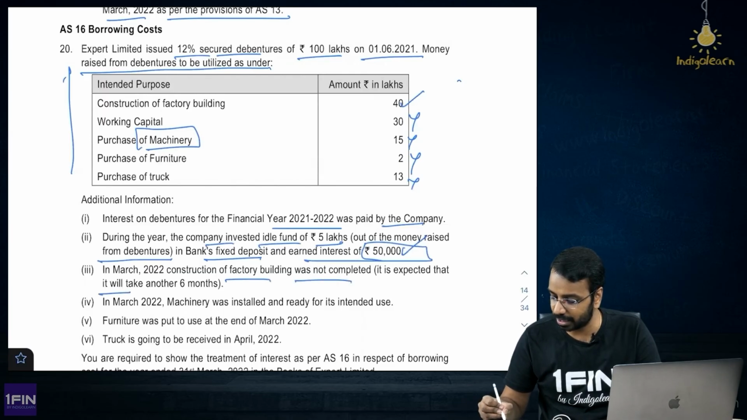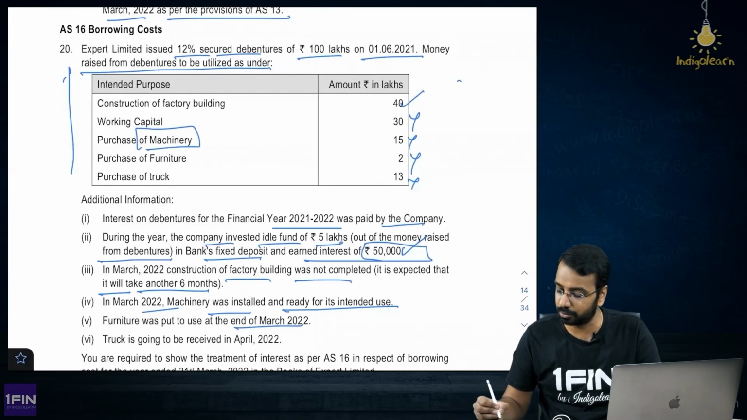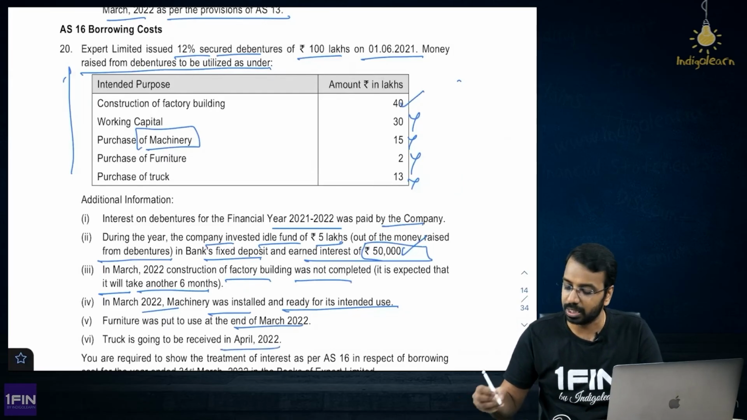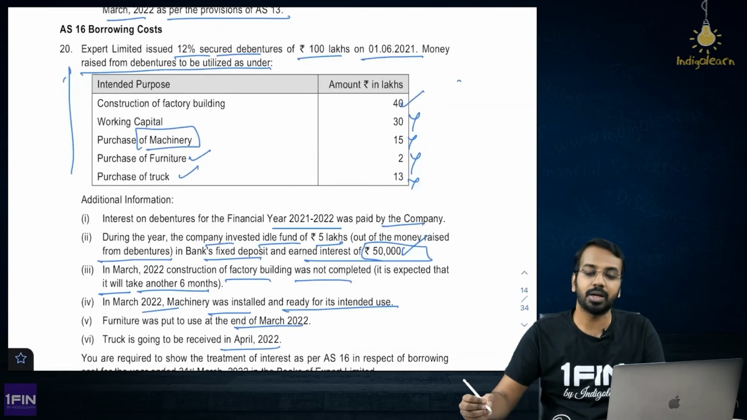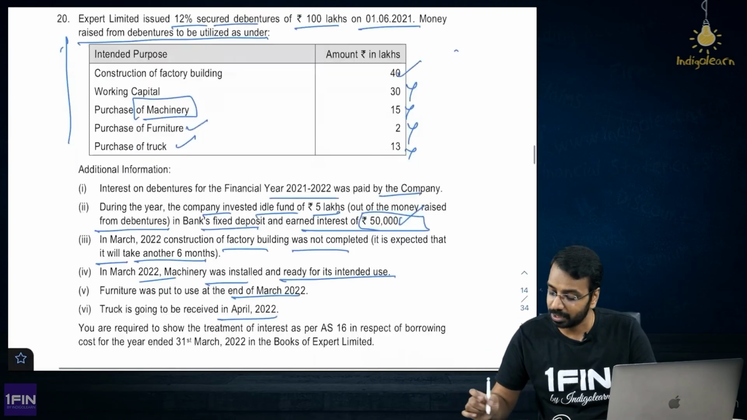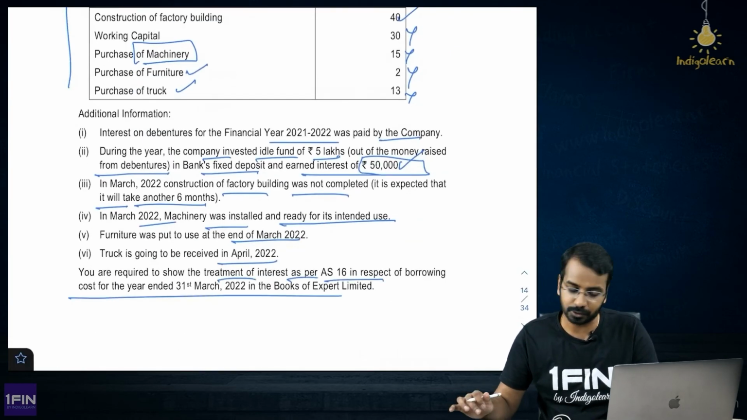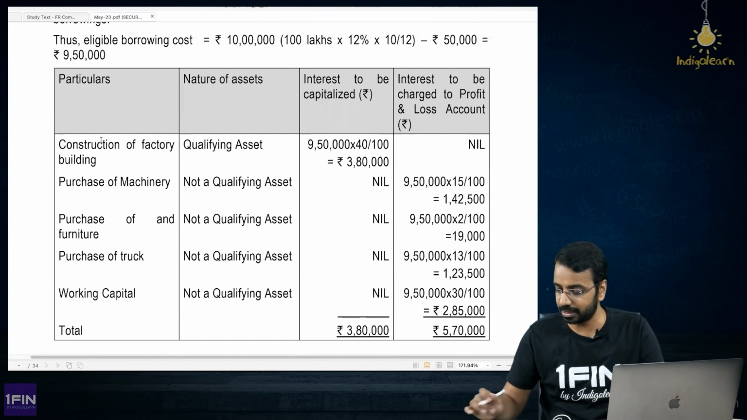It is expected that it will take another 6 months. In March 22, the machinery was installed and ready for its intended use. Furniture was put to use in the end of March 22. Truck is going to be received in April. Now see, these furniture, truck and all of that, these are assets which do not require substantial period of time and hence they are not qualifying asset. You are required to show the treatment of interest as per AS 16 in respect of borrowing cost. Construction of building, qualifying asset.